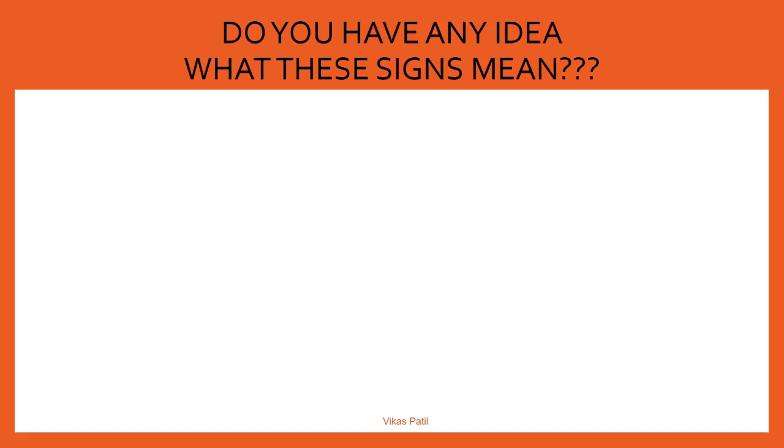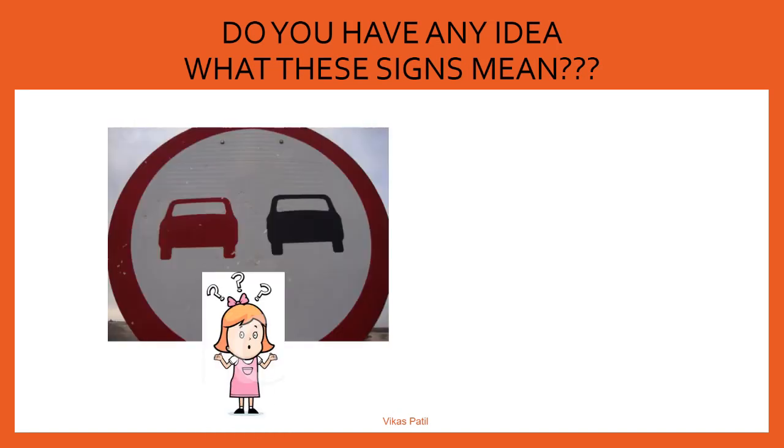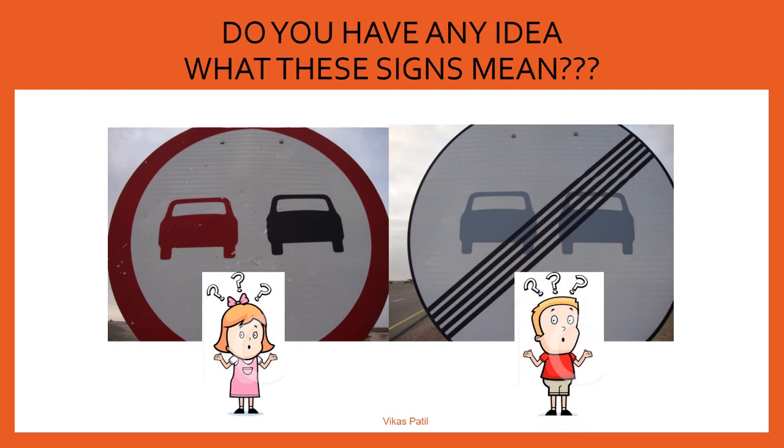You must have seen some strange symbols, something like this. It's very difficult for a new person to understand what the symbol means. It becomes even more confusing when you see a symbol like this after some distance. Well, actually, the first symbol means that overtaking in that section is prohibited. And the second symbol means the prohibition of overtaking has ended.